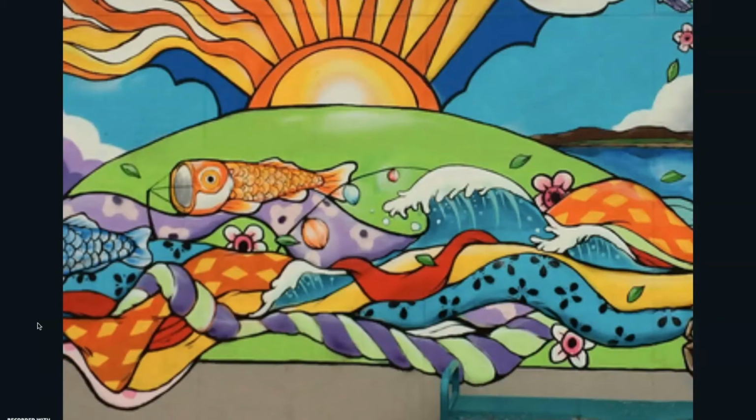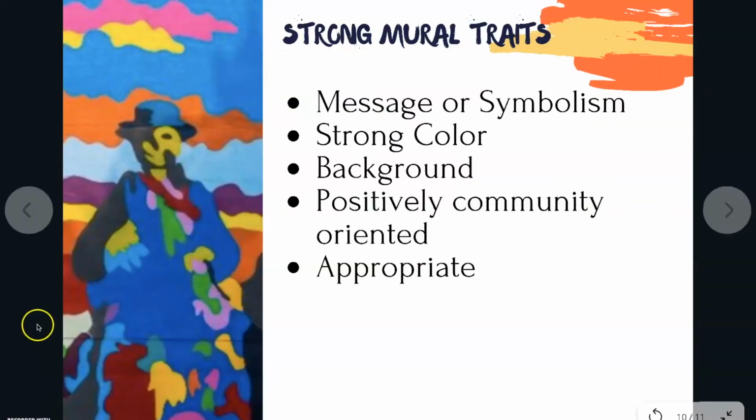And this one I think is just a good example of color, really using it to make something feel bold. It also has lots of different patterning. It's sort of alluding to waves and fish, but then it has other organic shapes hidden in it. So something to think about. Going natural is sometimes a great way to go for a mural. So those are some strong mural traits that you may want to think about incorporating in yours.